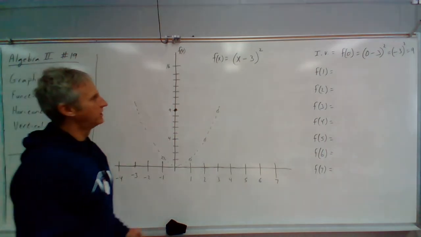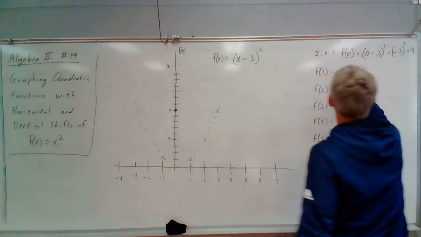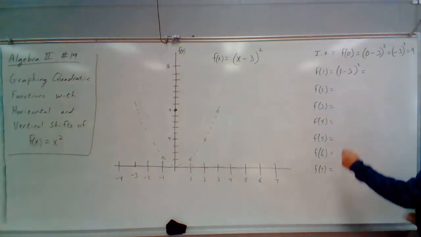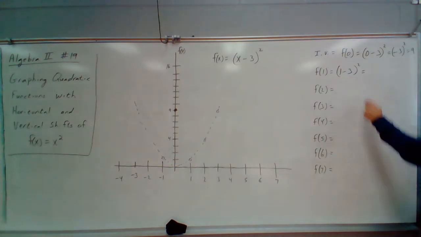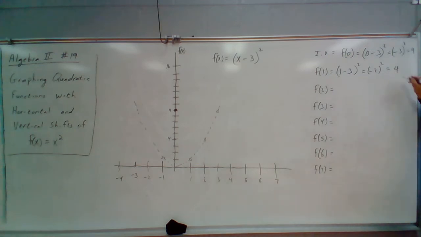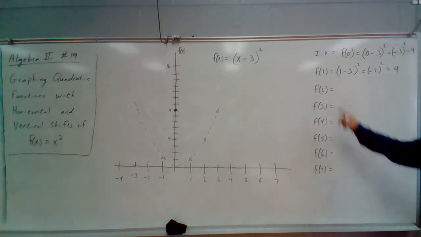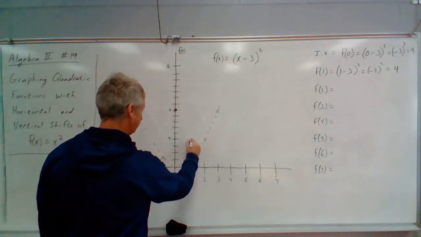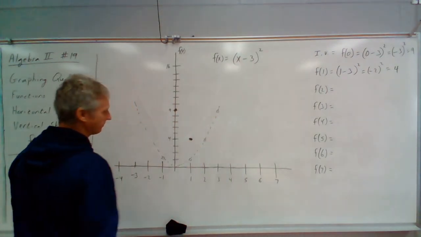And if I plug 1 into this function, so 1 minus 3 squared. 1 minus 3 is negative 2. So I have negative 2 squared, which would be 4. So I plug in a 1, the function spits out 4.